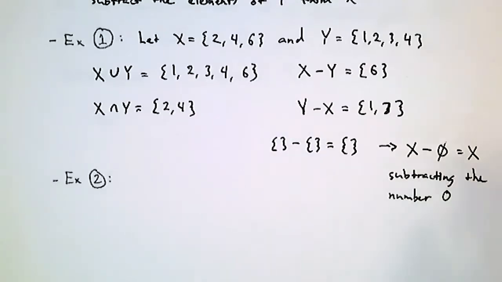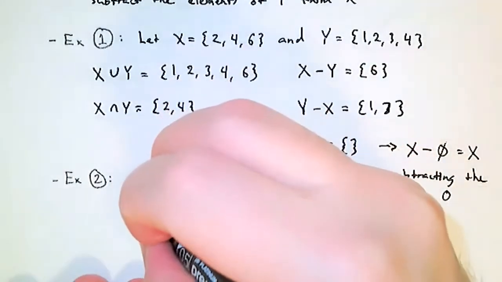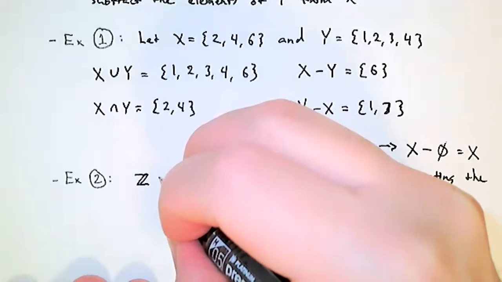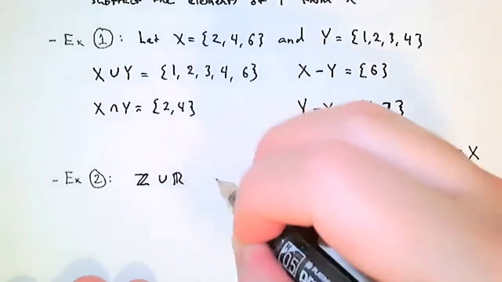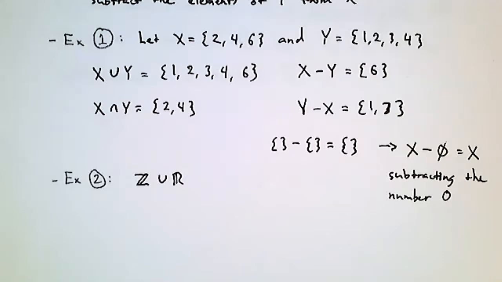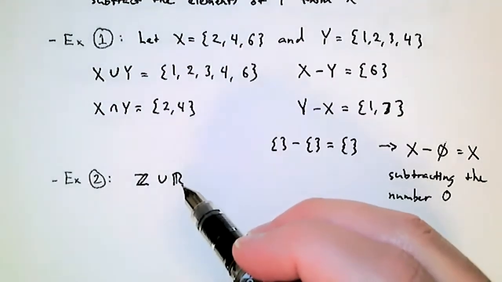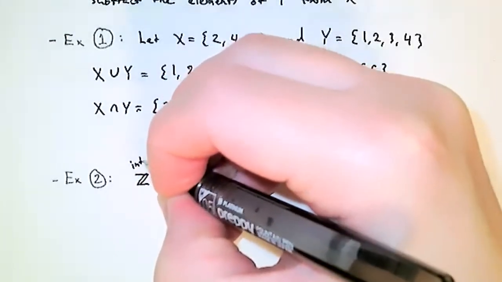Okay, so in this next example, let's talk about a few of the common mathematical sets. Like what would happen if I took the integers and took the union with the real numbers? What do you think?